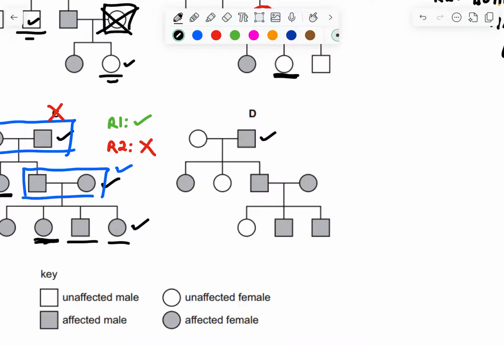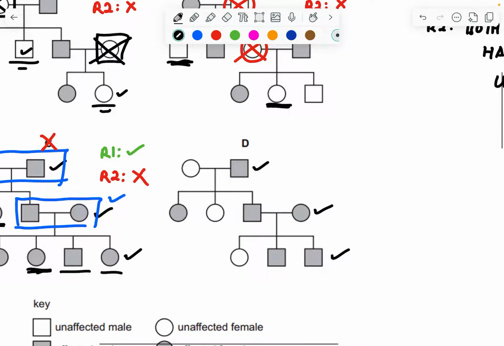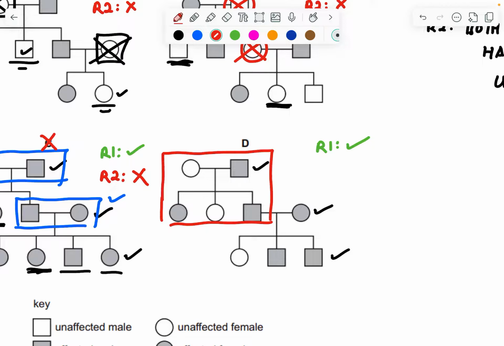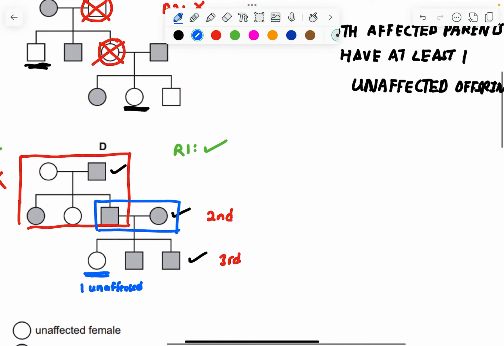Let's look at D. The first generation has it, the second generation has it, the third generation has it. So rule number 1 is satisfied. Let's look at rule number 2. Both affected parents must have at least one unaffected offspring. This one did not really satisfy. Remember, if one of the generations satisfies the rule of thumb, the entire pedigree is already caused by the dominant allele. That is something you have to take note of. Although the first part did not satisfy both affected parents, let's look at the second and the third generation. We can see there are both affected parents giving birth to at least one unaffected. See, there's the one unaffected here, and the rest are affected, which satisfies rule number 2.